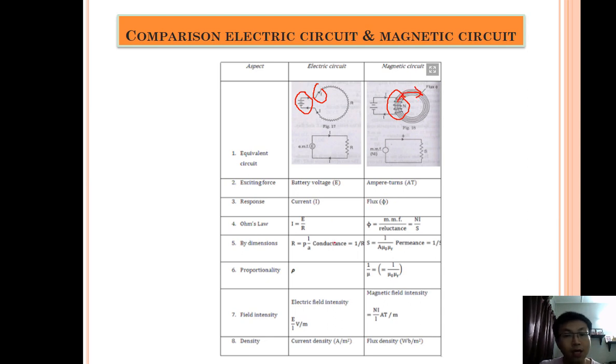Okay, this is flux. Then the electric circuit complies with Ohm's law, V equals IR. Same as well for the magnetic circuit: we have flux equals MMF, magnetomotive force, divided by reluctance. Reluctance can be S or can be R, for example here.